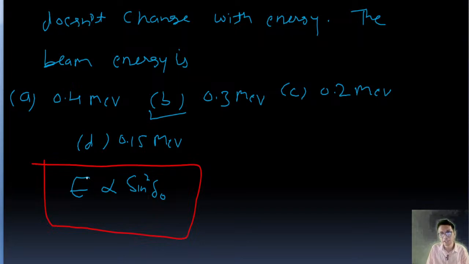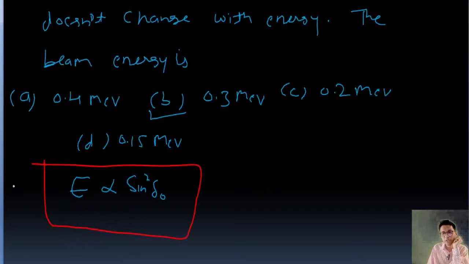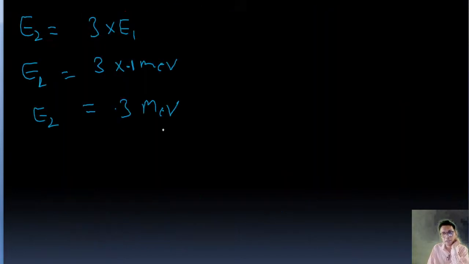The energy of the beam is proportional to the sine square of the phase shift. From here we can easily find that E2 upon E1 is going to be these values, right? And from here we get the energy of the second beam, whose phase shift is 60 degree. So the energy is 0.3 mega electron volt. I hope you understood it, guys.